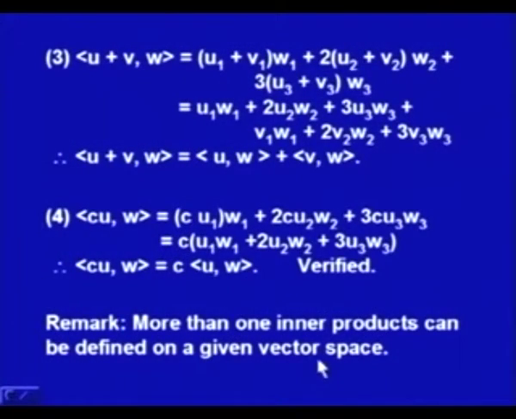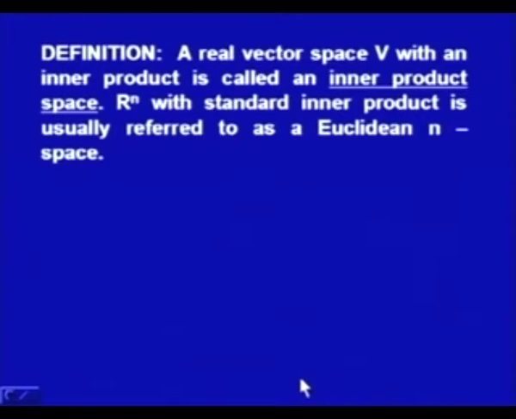So, for a vector space we can define inner product in many different ways. More than one inner product can be defined on a given vector space, and this is the remark which can be obtained from this example. Now, we define inner product space. We say a real vector space V with an inner product is called an inner product space. So, to define an inner product space, we have to define an inner product on a real vector space. Normally, R n with the standard inner product is called Euclidean n space.